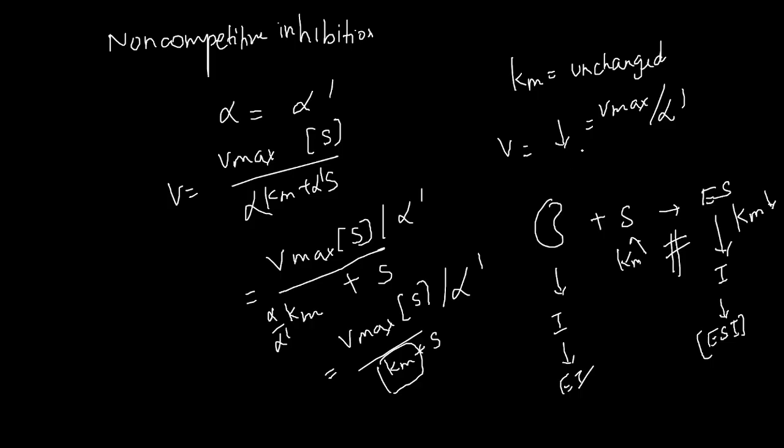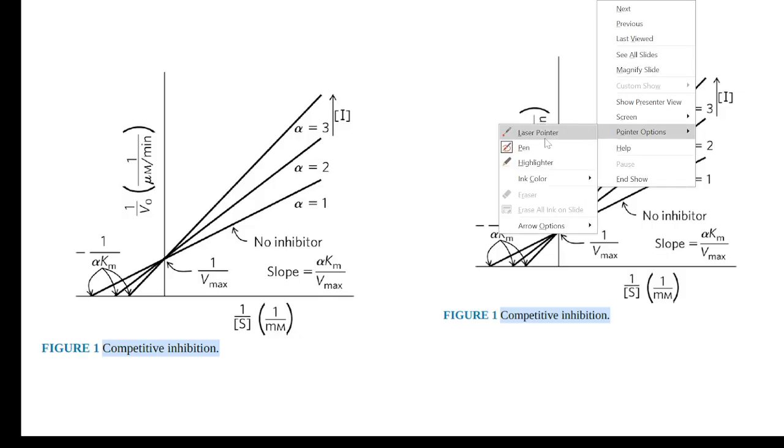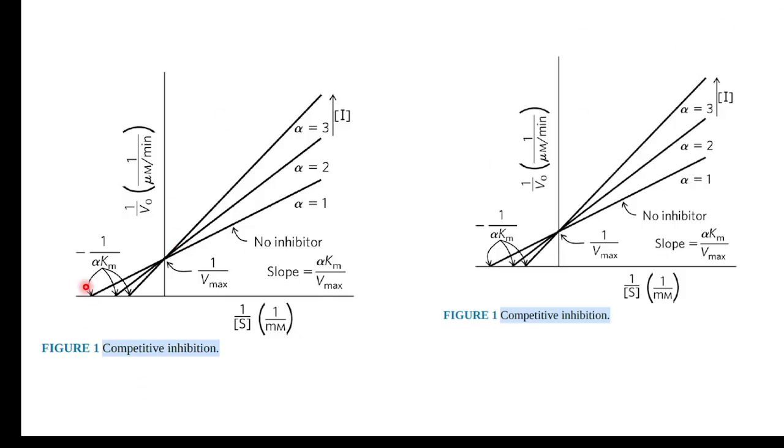Now, this is the Lineweaver-Burk plot, or double reciprocal plot, where you can see the value of Km. Here you can see the Km in the presence of competitive inhibition. The Km is going to be increased, and here you can see that in the presence of inhibitor this is going to be increased.